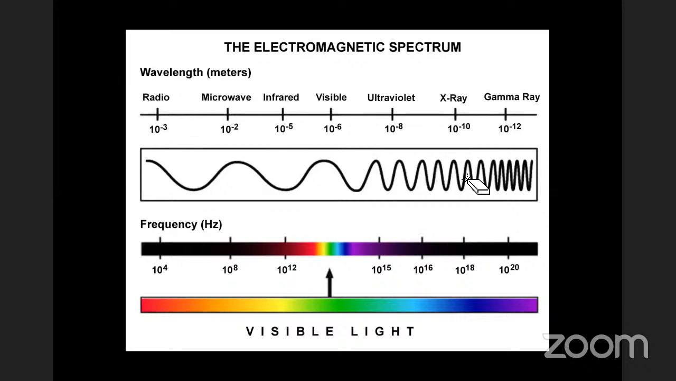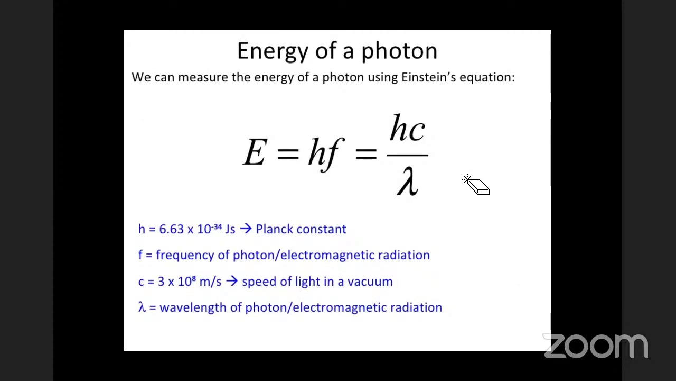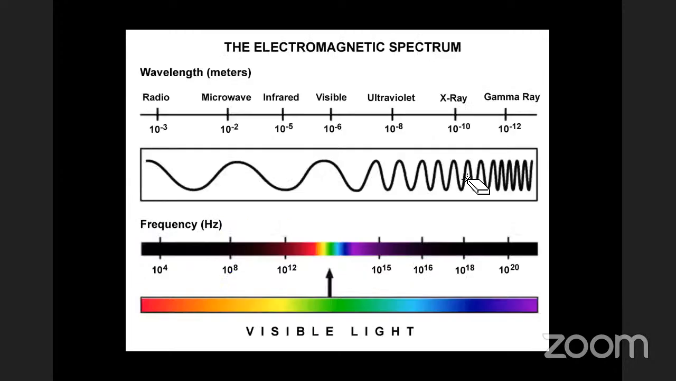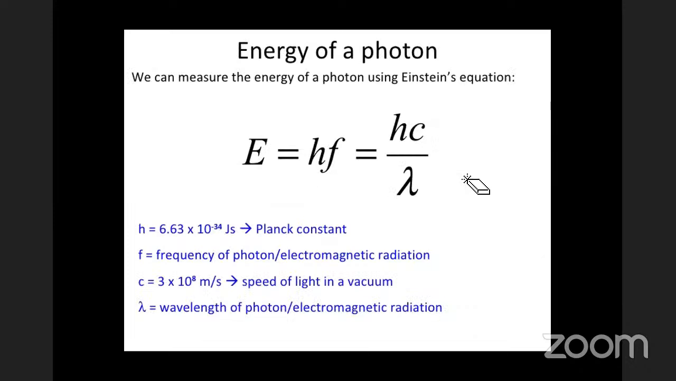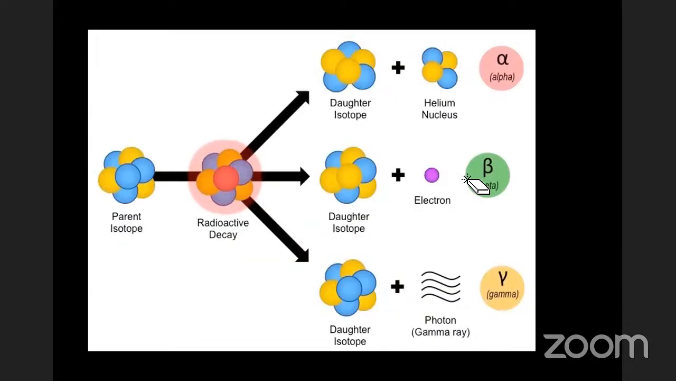And one more thing is the wavelength differs and the frequency differs, and that's how they differ from each other. The wavelength spectrum is from 0.1 to 1 Angstrom, and energy is directly proportional to frequency. So gamma rays will have maximum energy because they have maximum frequency.